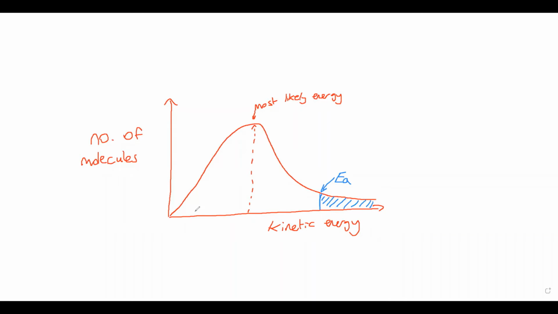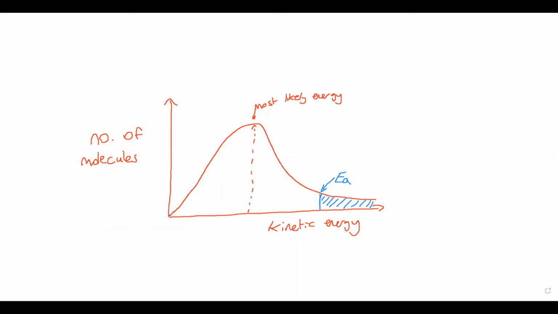Now, the graph here starts at 0, 0. This is because if we have zero energy, if we have zero kinetic energy, we are not moving at all. And unless we are at 0 Kelvin, all molecules will have at least some kinetic energy. We will be moving with some speed.